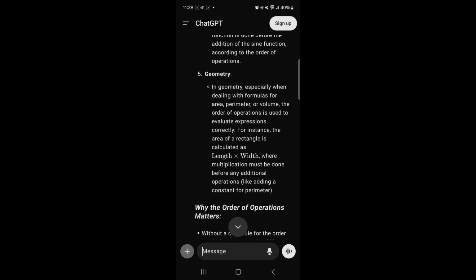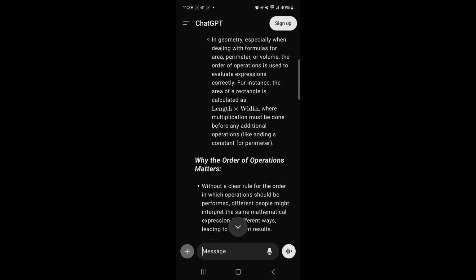Geometry. In geometry, especially when dealing with formulas for area, perimeter, or volume, the order of operations is used to evaluate expressions correctly. For instance, the area of a rectangle is calculated as length times width, where multiplication must be done before any additional operations like adding a constant for a perimeter.